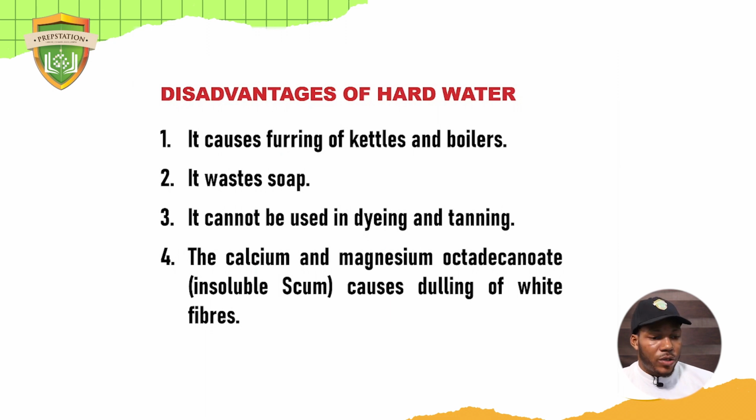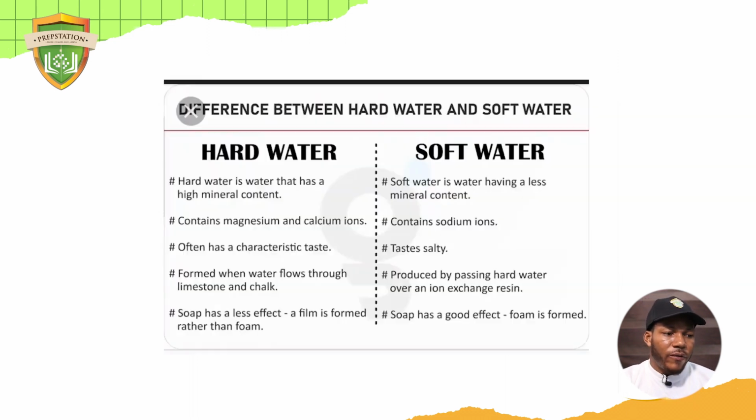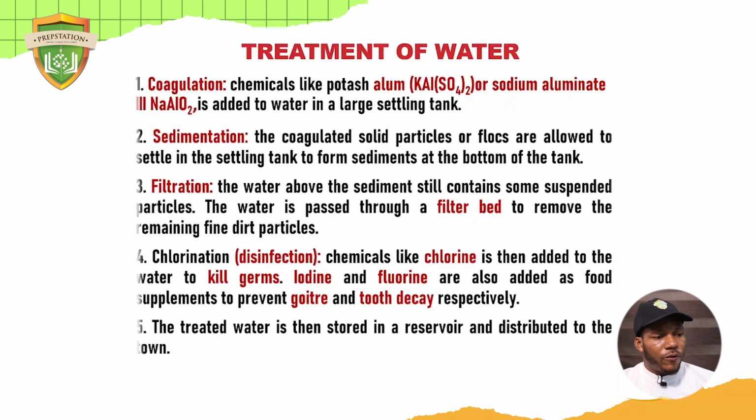The calcium and magnesium octadecanoate causes dulling of white fibers. Now, the difference between soft water and hard water: look at the screen, it is displayed. Look at it critically, they are all there. So let's move on.